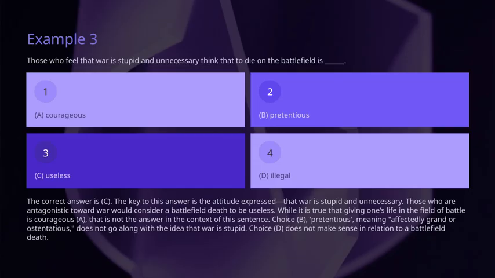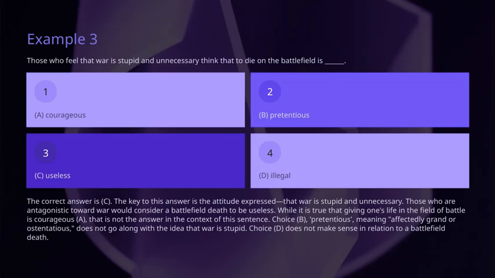Similarly, B, pretentious means affectedly grand or ostentatious. That doesn't connect to the idea of war being stupid. It's not about being showy or grand, it's about the value or point of the death. And D, illegal doesn't really fit either, because dying in battle isn't inherently illegal. It's more about the attitude towards war itself.